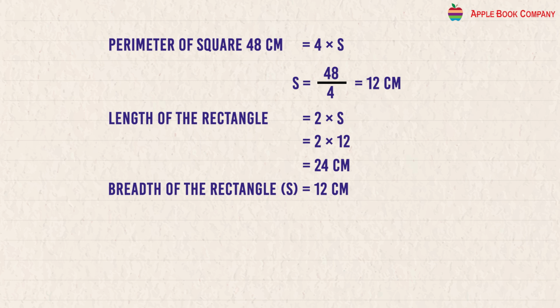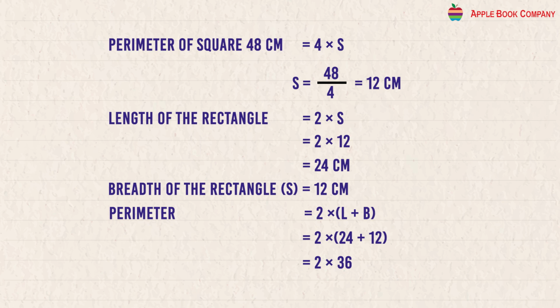Now, let us calculate the perimeter of the rectangle. Perimeter is equal to 2 into (L plus B), which is equal to 2 into (24 plus 12), that is 2 into 36, which is equal to 72 cm.